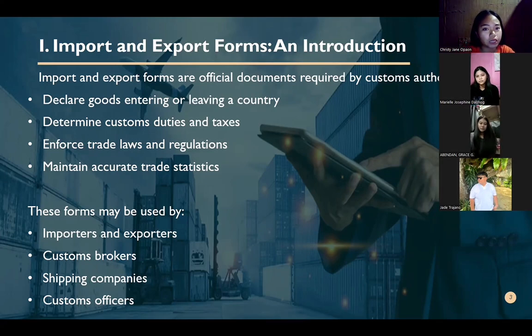So, ang import o export forms are used whenever goods enter or leave the country. So kini nga mga documents is naghatag ni siya og mga information sa unsa nga product nga gipadala, pila ang value, pila ang taxes nga mabayaran. So they help the government to correctly compute taxes and duties, and at the same time i-ensure na nila nga musunod sila sa trade laws. Then, gigamit ni sila sa importers, exporters, customs brokers, o customs officers aron ma-organize o ma-monitor ang transactions.